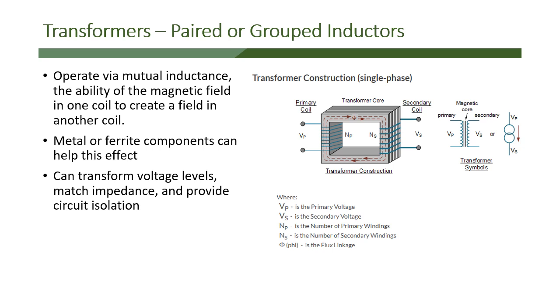As I said, the core can be metal or a ferrite component. Ferrite is an iron-based ceramic compound. It conducts electricity. And we can transform voltage levels, match impedances, and also provide circuit isolation, because remember, these two coils don't touch each other. It's through mutual inductance. So if there was damage or something that happens in the primary circuit, it will not affect the secondary circuit. So it forms a way of isolating one circuit physically from another, even though there's a magnetic field that's touching in common between the two of them.